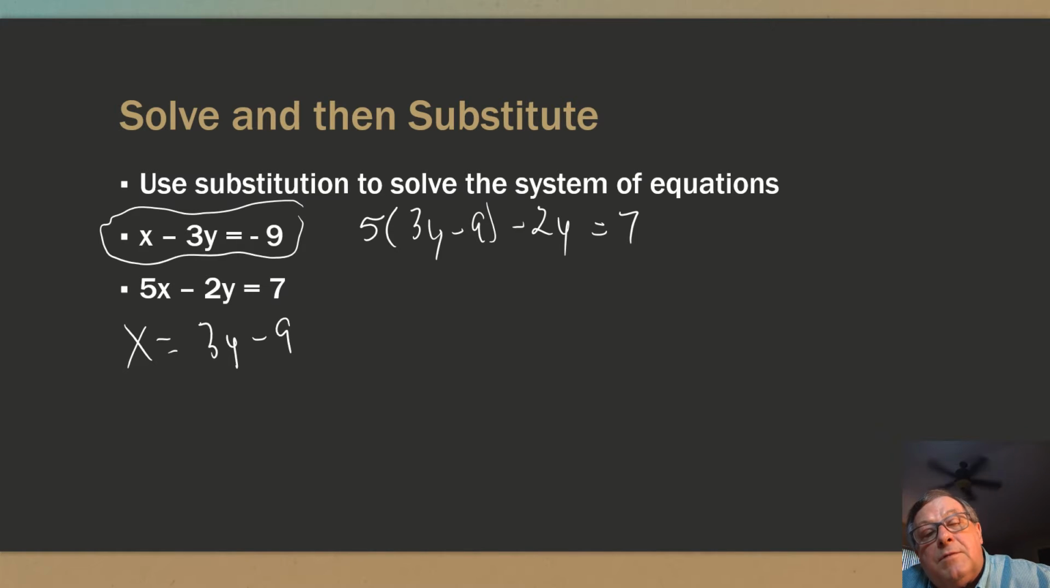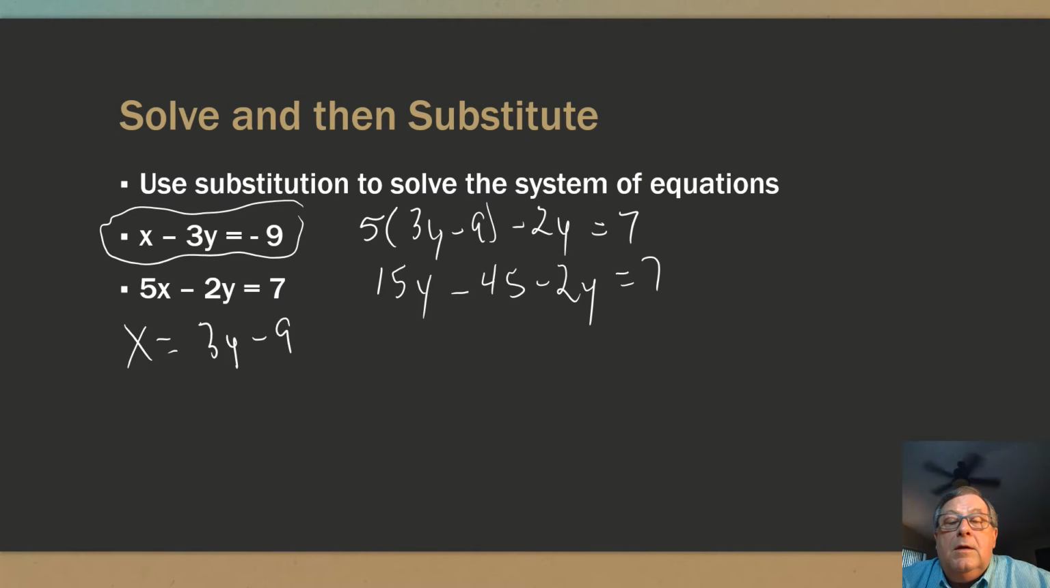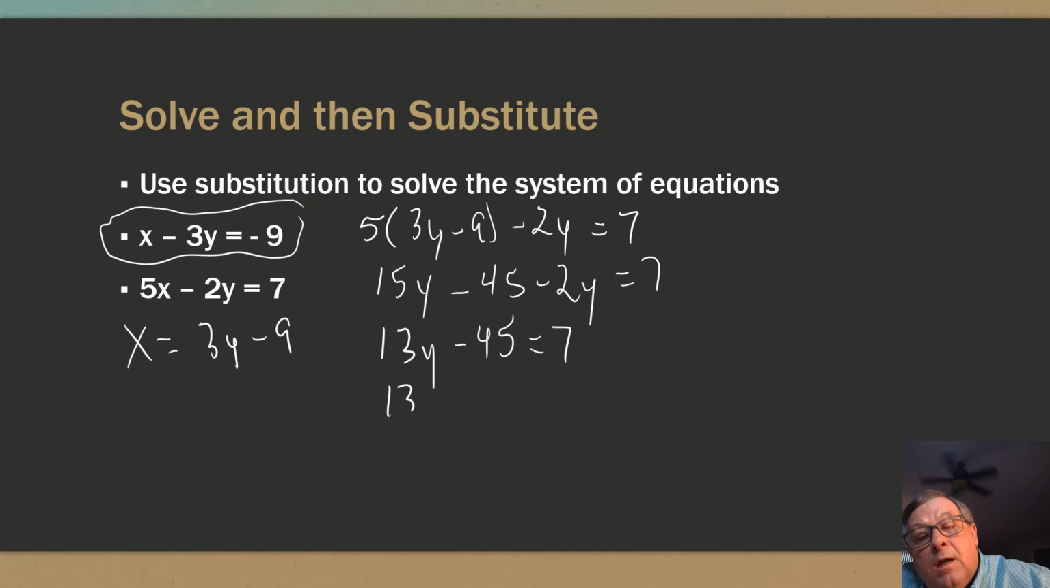So 5 times 3y is 15y. 5 times negative 9 is negative 45, minus 2y equals 7. So I can combine the two like terms. So 15y minus 2y is going to be 13y minus 45 equals 7. And we can add 45 to both sides. So 13y equals, let's see, 45 and 7 is 52. And then divide by 13.